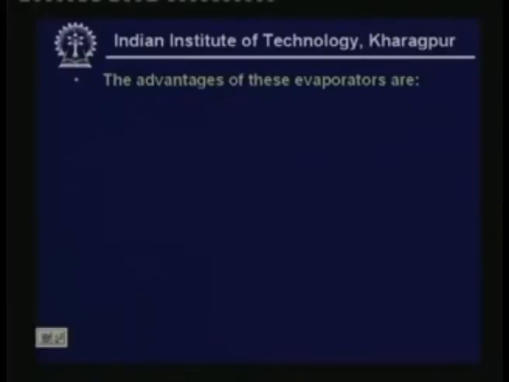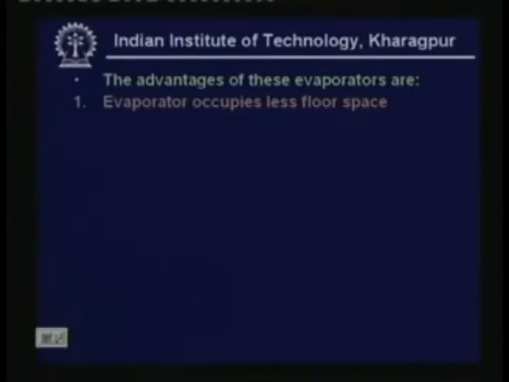Now, what are the advantages of natural circulation evaporators? Evaporator occupies less floor space. This is very important, especially in cold storages, because if the system occupies a lot of floor space, then valuable floor space is lost, because you could have stored some products in that floor space, and by storing more products you could have earned more money. So floor space is very valuable. When you are using a natural convection type of evaporators in cold storages, they are kept right near the ceiling, so it does not occupy any floor space. This is one of the advantages of natural circulation type evaporators.